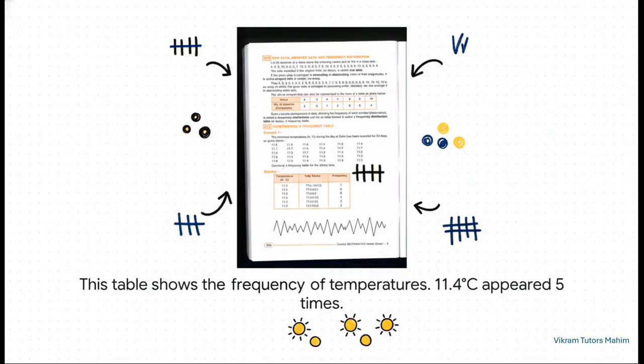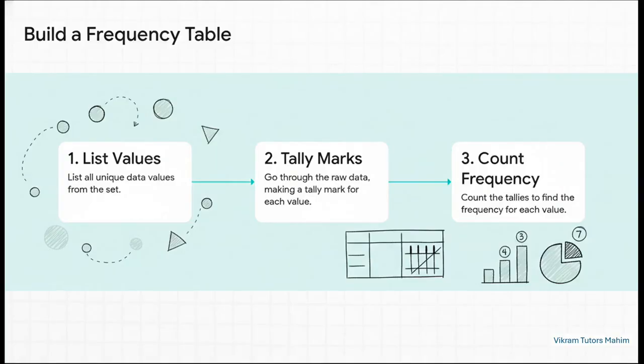And just look at the difference it makes. Instead of having to scan this huge long list of temperatures, boom, we can see right away that 11.4 degrees showed up 5 times. All we did was count, and already a pattern is starting to show itself. How cool is that? And making one of these tables yourself, it's super easy. Like 1, 2, 3 easy.